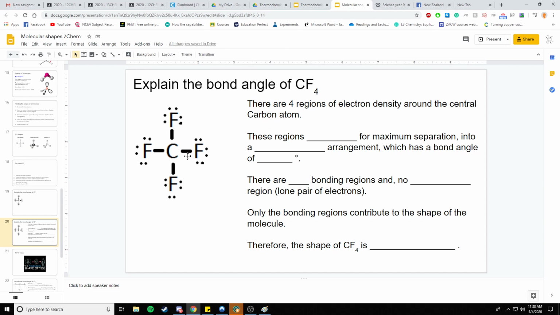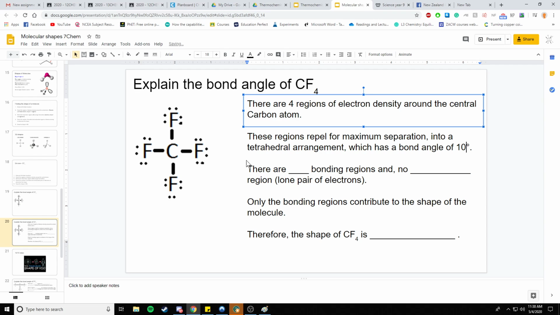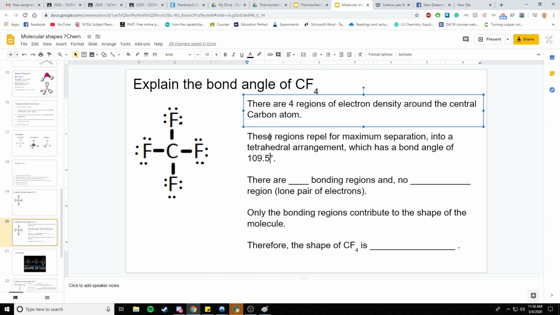That's our first sentence. We've got 1, 2, 3, 4 regions of electron density around our central carbon atom. These regions repel for maximum separation because they're electrons, they're similarly charged, they're all negatively charged. 2 negatively charged things will repel each other, and these repel into a tetrahedral arrangement which has a bond angle of 109.5 degrees.